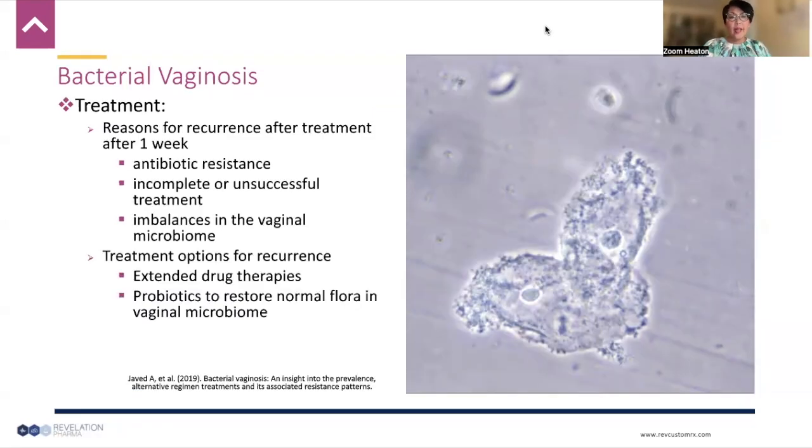So recurrence can occur with BV. Sometimes it's due to antibiotic resistance, incomplete or unsuccessful treatment, imbalances in the vaginal microbiome. And the treatment options for recurrence include extended drug therapies and probiotics to restore that normal flora.